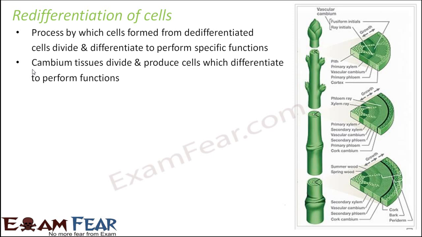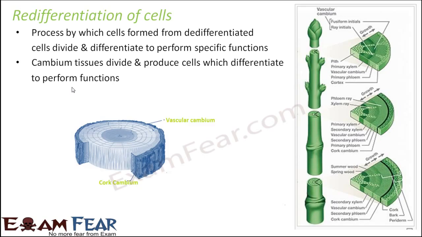So the example would be that the cambium tissues divide and produce cells which differentiate to perform functions. Here, the parenchyma cells got fully differentiated, then de-differentiated to form the cambium. That is, new cells were formed which later formed the cambium. What will this cambium do? How will it cause secondary growth? By formation of secondary xylem and secondary phloem, right? So this vascular cambium will later form secondary xylem and secondary phloem.